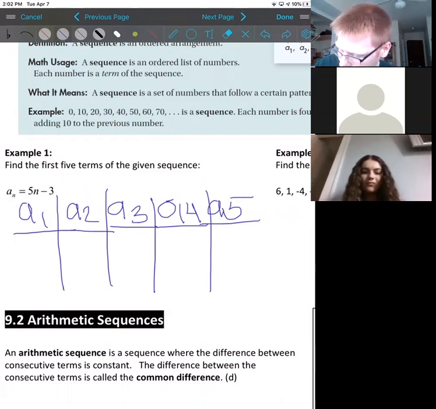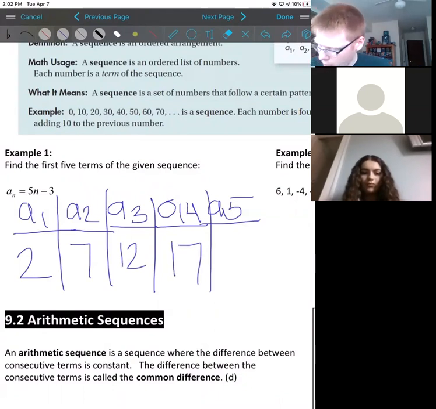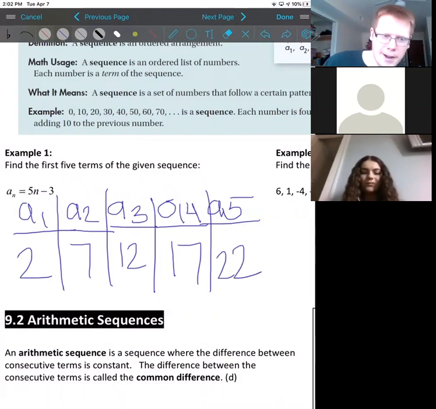If you plug in 1, you're going to get 2, because 5 times 1 minus 3. If you plug in 2, you'll get 7. If you plug in 3, 15 minus 3 is 12. If you plug in 4, 20 minus 3 is 17. Plug in 5, you get 22. So if they ask you to find terms in a sequence, you can just plug them in.